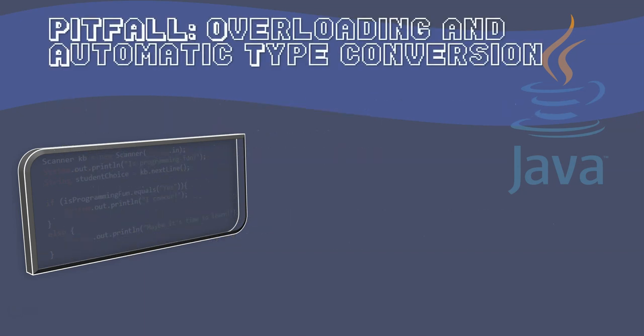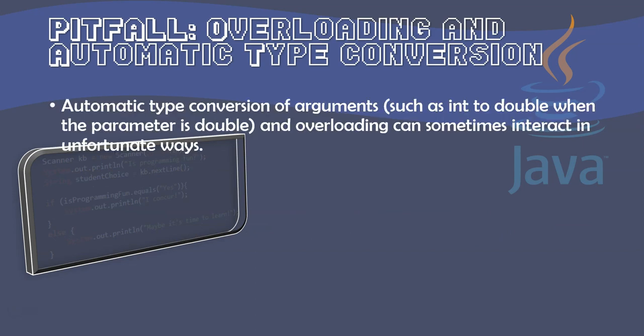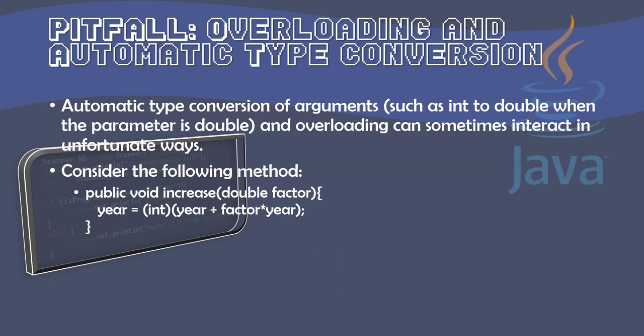Now there is a pitfall to be aware of, which is overloading and automatic type conversion. Automatic type conversion of arguments, such as int to double when a parameter is double, and overloaded methods can sometimes interact in unfortunate ways. So if we look at the following method: public void increase, double factor, year equals typecast int, and then year plus factor times year.